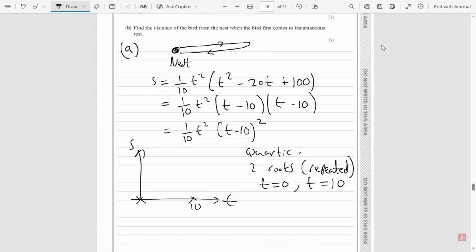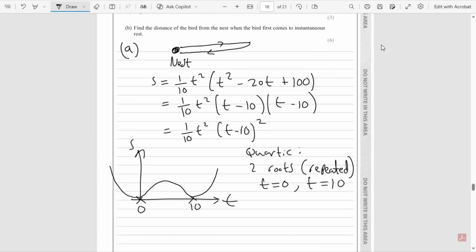And if we were to sketch this quartic, because the t to the power 4 coefficient is positive, it's going to look like a W shape with this one. So hopefully you remember your sketches for quartic curves. It's going to look something like that. Not the best graph in the world, but the graph is touching t equals 0 and t equals 10, like so.